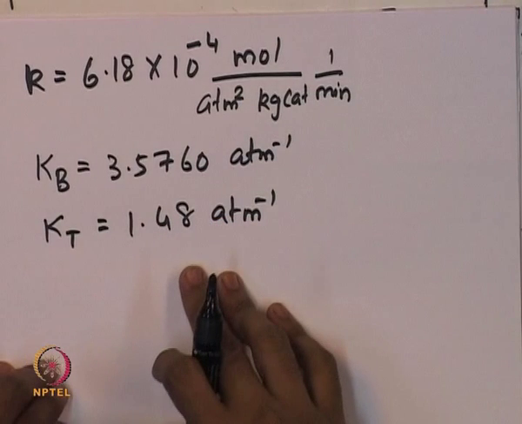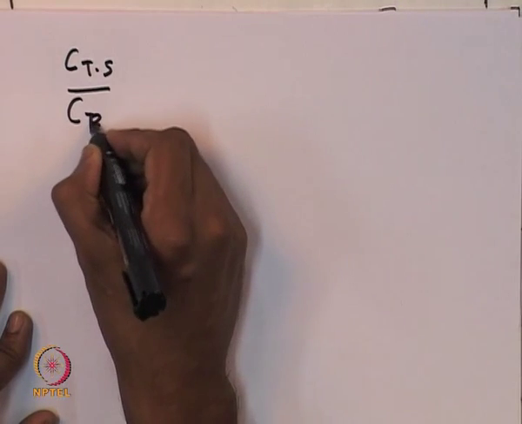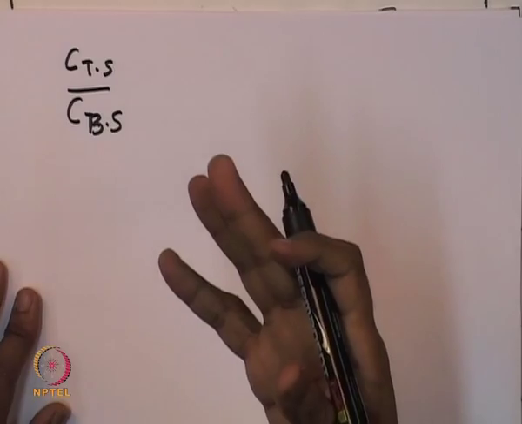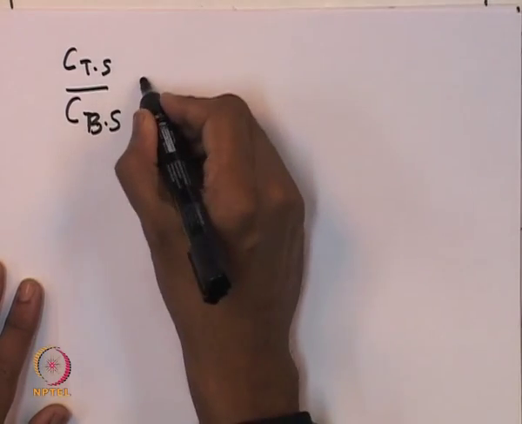What we can do is deduce some other information in addition to these. For example, we can find out the ratio of the sites on which toluene is adsorbed to the sites on which benzene is adsorbed. So, how do we do this?